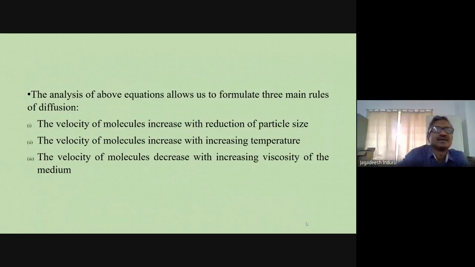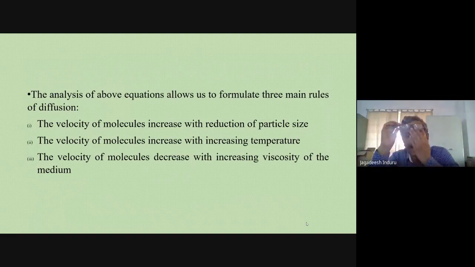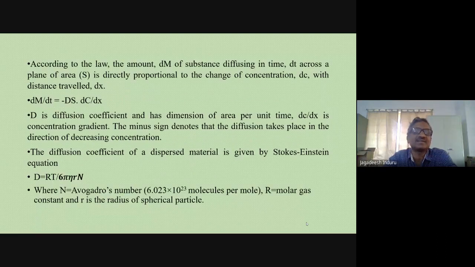If you look at the above equation and analyze it, we get different relationships between the different parameters. One is that the velocity of the molecule will increase with the reduction in the particle size. When the particle size is smaller, it diffuses very fast. And the velocity of the molecule diffused increases with increasing temperature, because in this equation T is in the numerator. That is the reason it has a directly proportional relationship.